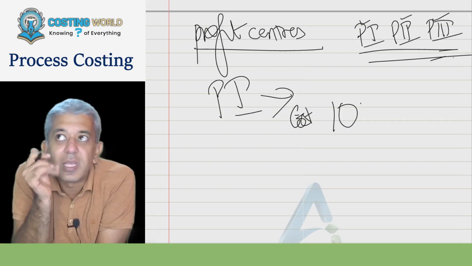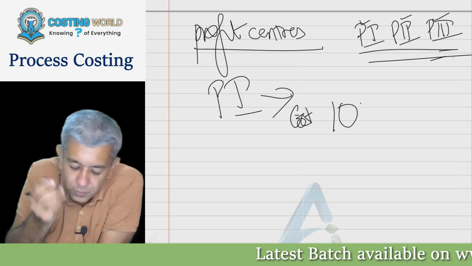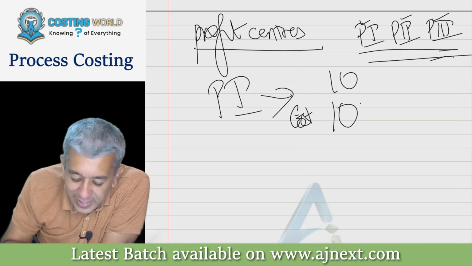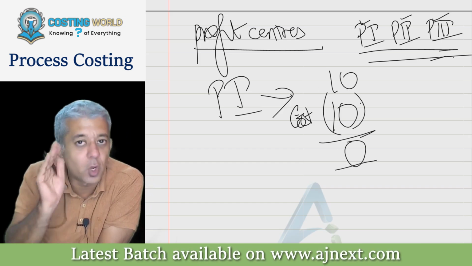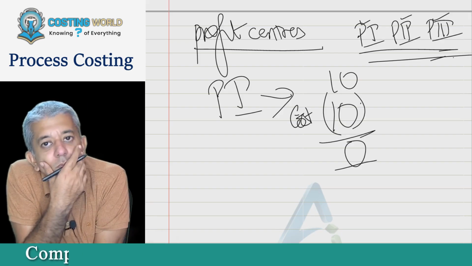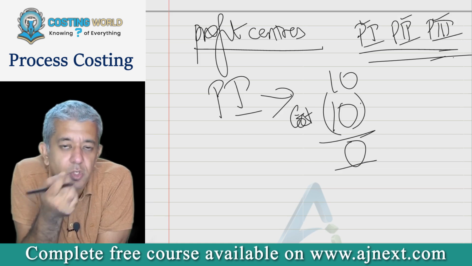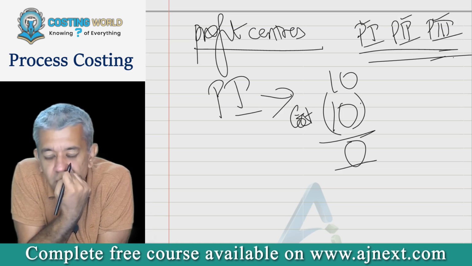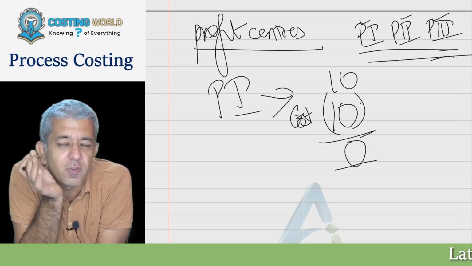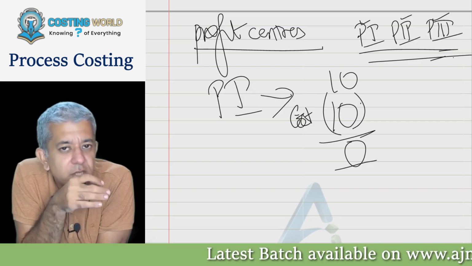And whenever he transfers to process 2, if he transfers at 10 rupees only, can we say profit will always become 0 only, no? Because you are incurring cost and you are transferring at cost only. So therefore profit will become 0. So therefore we always had a notion, let's try to change this.